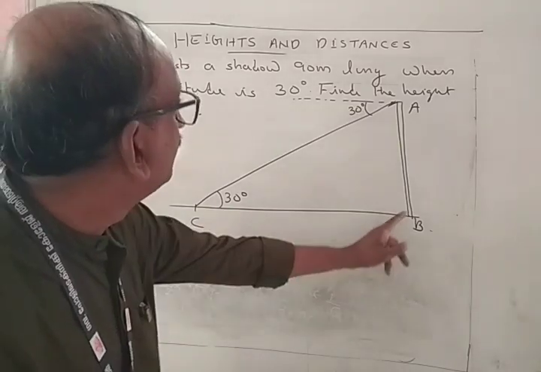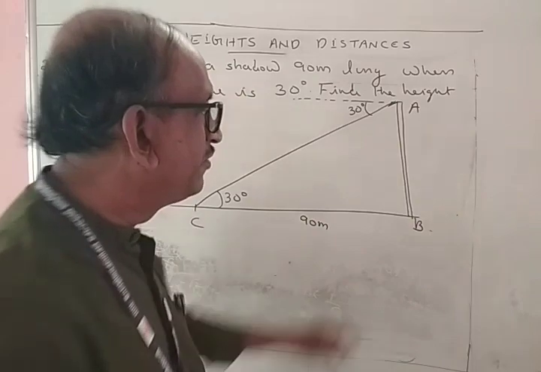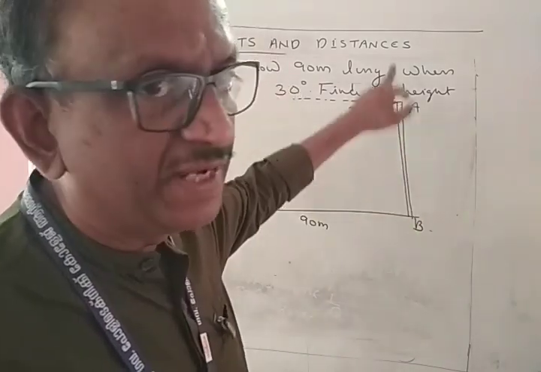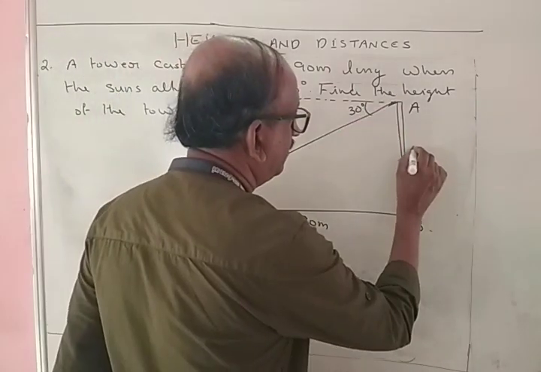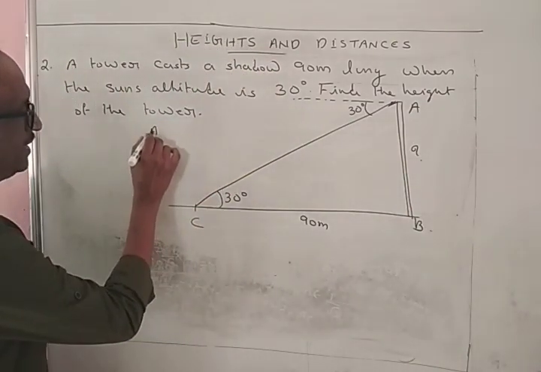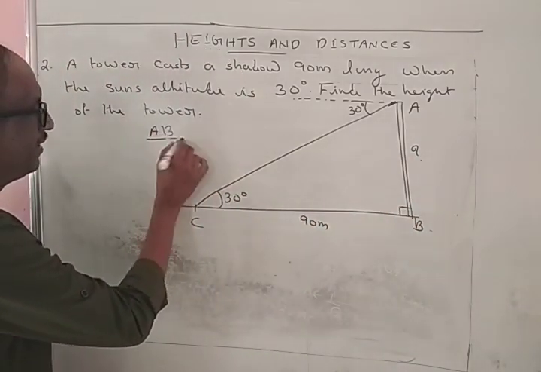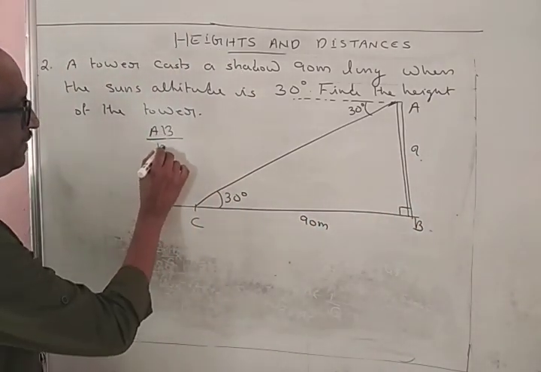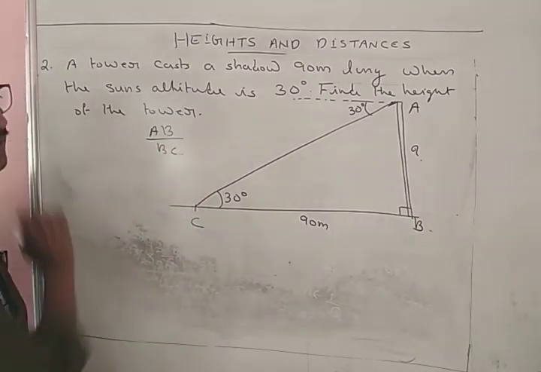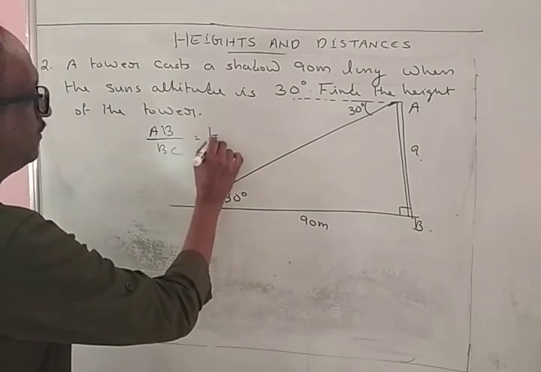And the length of the shadow is 90 meters. This is 90 meters. We have to find the height of the tower AB. From this triangle, this is 90 degrees. From this triangle, AB divided by BC, that is opposite by adjacent, is equal to tan 30.